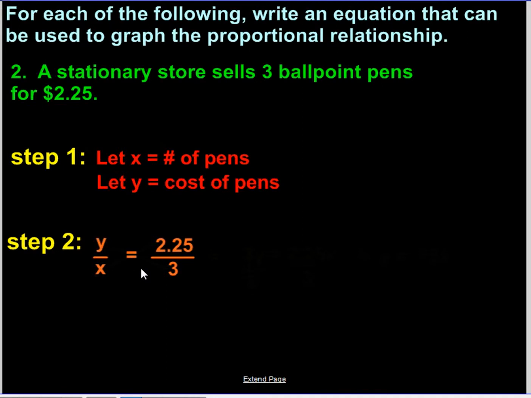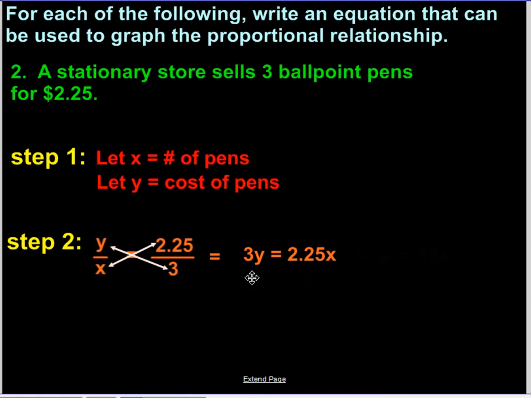And now we're going to cross multiply these. And as we do that, that's going to get us 3y equals 2.25 times x. And now you can see this looks like the equation of a line. And we know that when we have an equation of a line, we always want to try and isolate y.